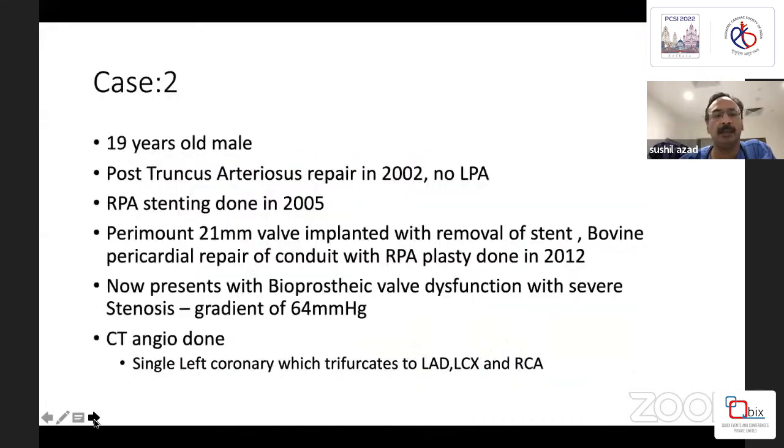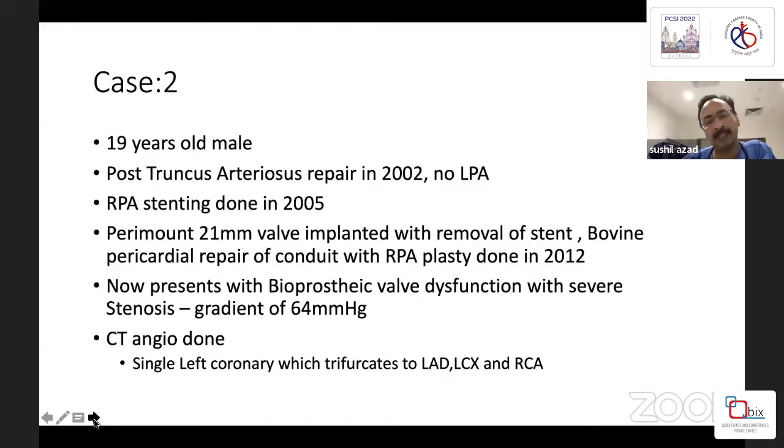This was the second case. He was a 19-year-old male, post-truncus repair done in 2002. And during the repair, there was no left pulmonary artery. So the truncus repair with a single lung was done. And subsequently, because of the RPA narrowing, RPA stenting was done in 2005.